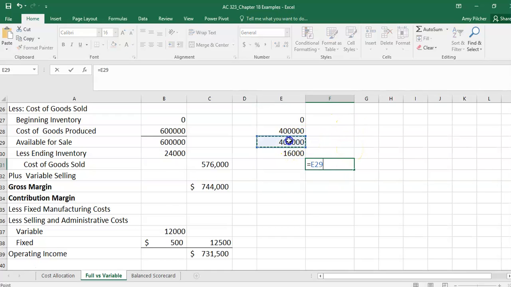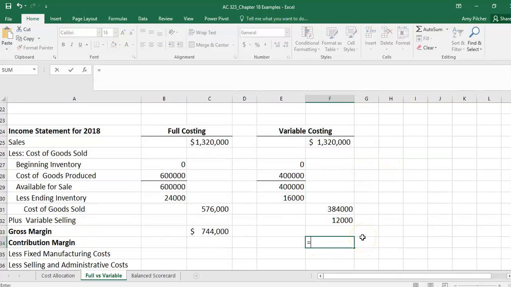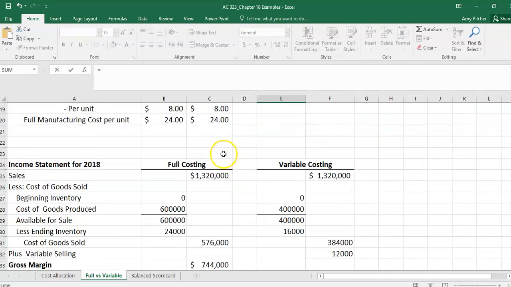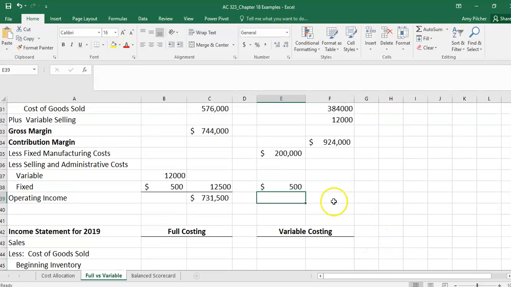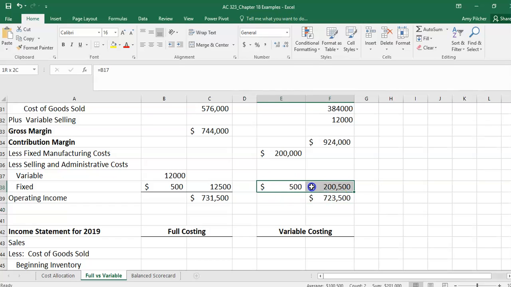That gives us a cost of goods sold of 384,000. We'll also add the variable selling costs here, so our 24,000 units times the 50 cents per unit. The contribution margin is our sales minus our variable costs. We then have our fixed manufacturing costs and our fixed selling and administrative costs. Our fixed manufacturing costs are $200,000, and our fixed selling and administration costs are $500. Contribution margin minus fixed costs gives us our income.